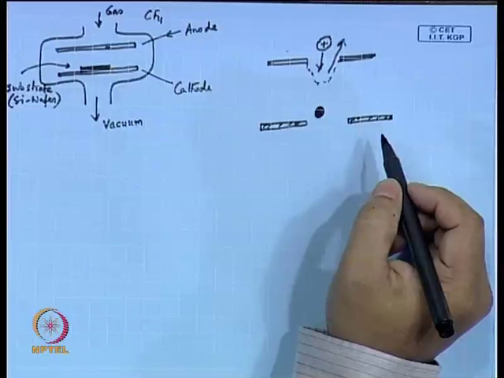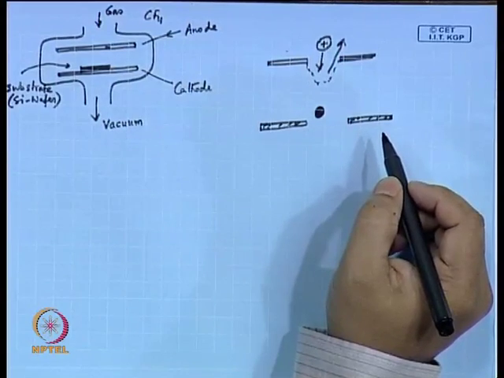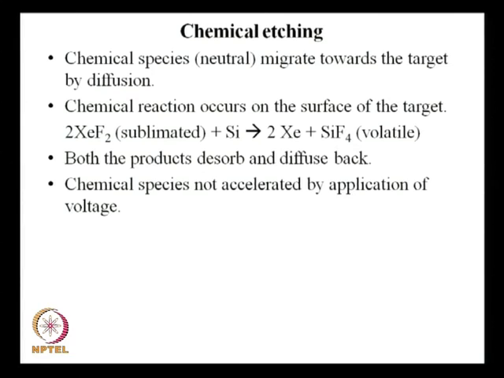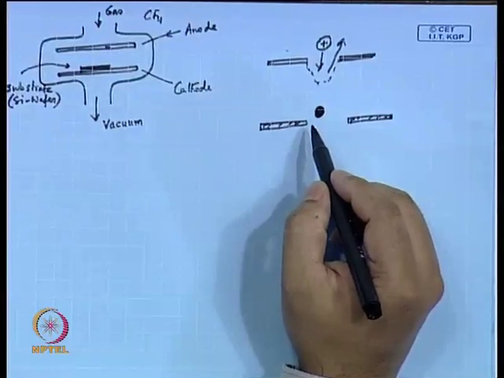Okay. What is the example of neutral species? I have given it in the second point, the reaction here. Chemical reaction occurs on the surface of the target. Here you have XCF2, which is sublimated. Sublimated means it was in solid phase and it was brought from solid phase to gaseous phase inside the chamber. So, XCF2 in gaseous phase diffuses. This dark colored sphere that I have is XCF2 in sublimated state.